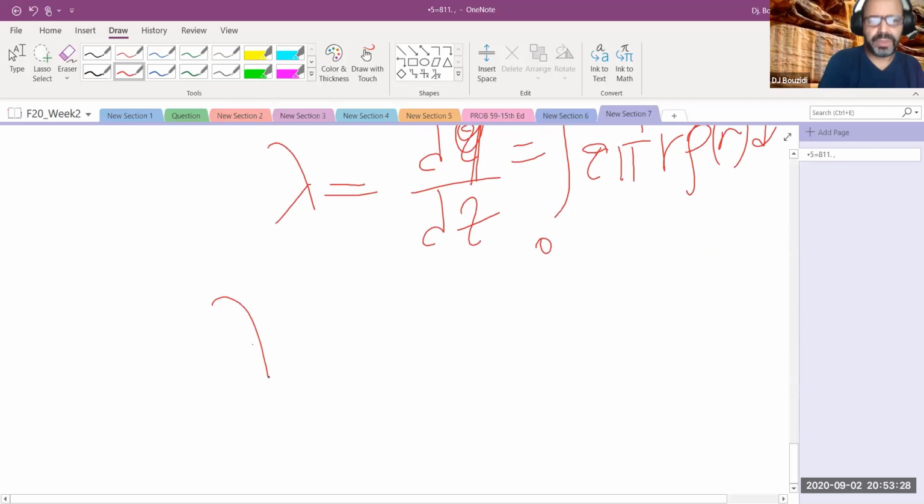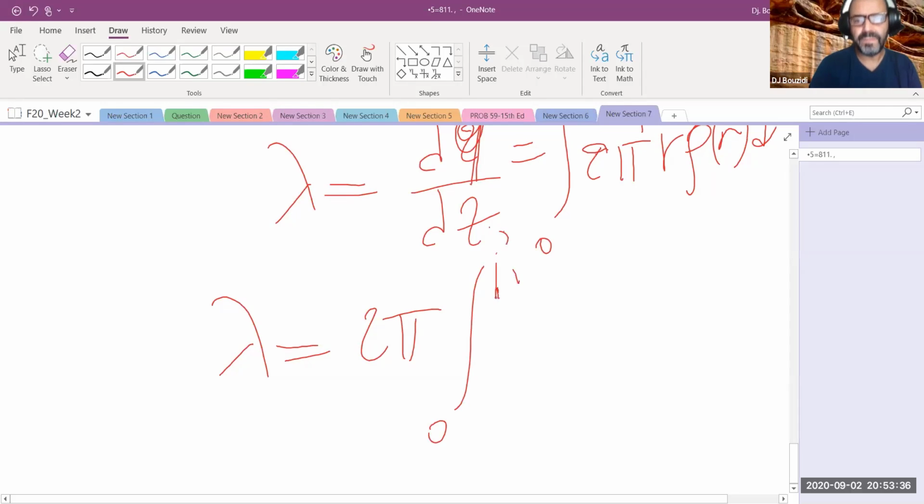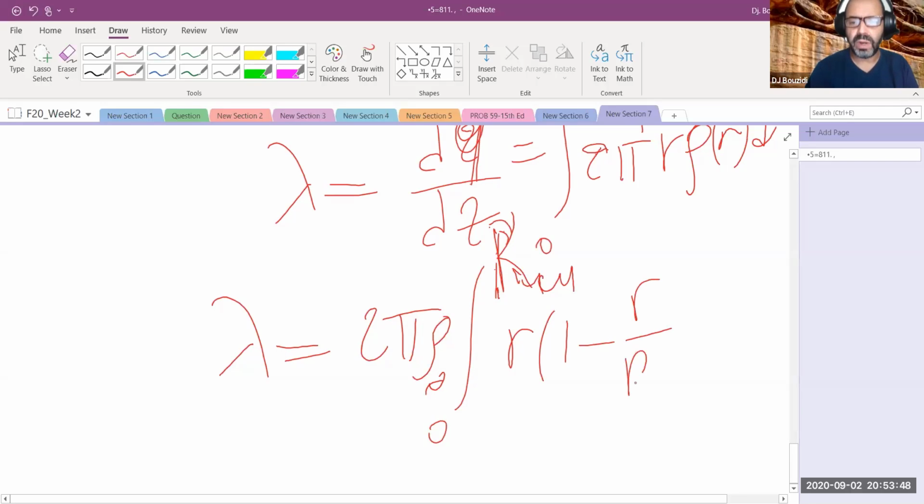So lambda then is going to be equal to 2 pi, which is going to be outside of the integral. The integral from 0 to big R cylinder, R times rho naught. Rho naught is constant, that's what they said in the problem, so I'm taking it out. Times 1 minus R over R cylinder dr.